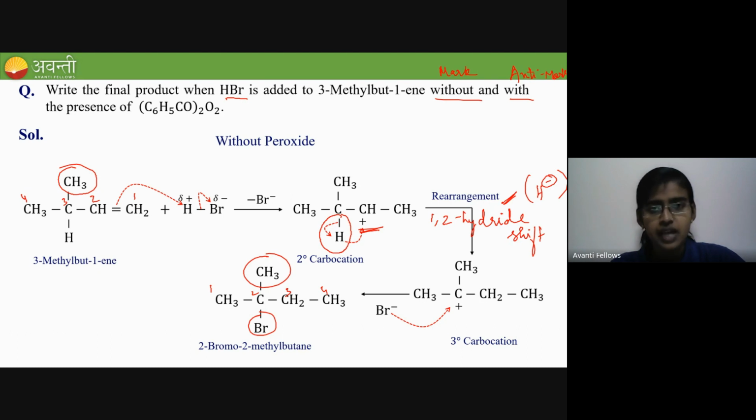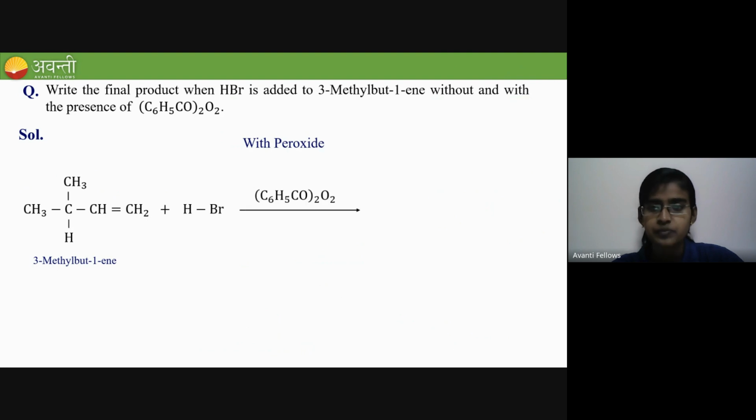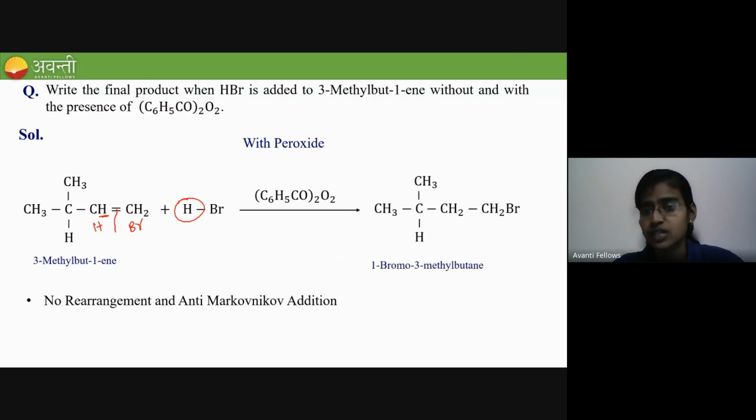Coming to the anti-Markovnikov addition with peroxide, if I take 3-methyl-butene and add HBr with peroxide, I will end up with one product, and you all know that product, right? I have to break that bond and add hydrogen here and bromine here. So the positive part has to go to the carbon which has fewer hydrogens. That is anti-Markovnikov addition. There is no rearrangement for anti-Markovnikov, so it will lead to 1-bromo-3-methyl butane.